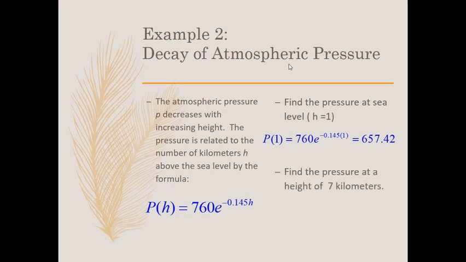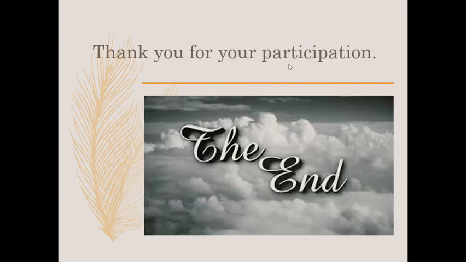657.42. What if we want to find the pressure at a height of 7 kilometers? We would put in the 7 where the h is, go ahead and multiply everything through, and you get 275.43 in pressure.